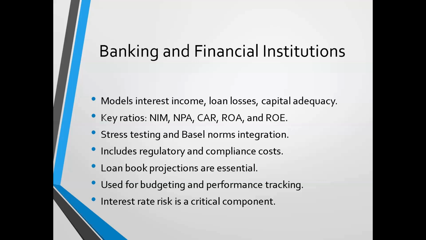These banking and financial institutions models focus on interest income, loan defaults, and capital adequacy requirements. They track key ratios like NIM, which is net interest margin, NPA, which is non-performing assets, CAR, capital adequacy ratio, ROA, and ROE. It includes regulatory frameworks such as Basel norms and compliance cost used for internal budgeting and regulatory reporting. Interest rate fluctuation plays a key role in model assumptions.